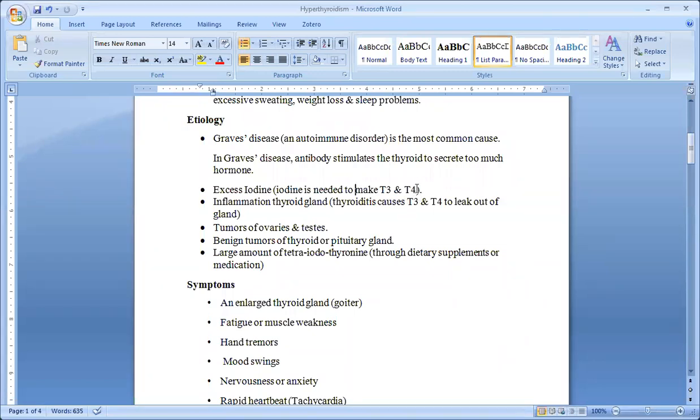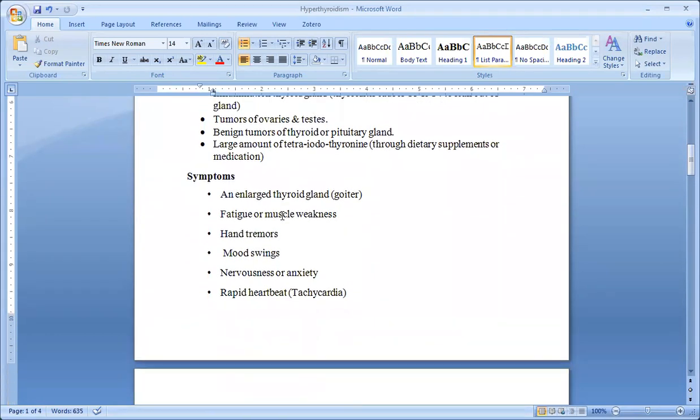Is that clear to you? So what is the etiology? What are the causes of this? Graves' disease, excess iodine, inflammation of the thyroid gland, tumors of the ovaries and testes, benign tumors of the thyroid and pituitary gland, and a large amount of T4, that is tetraiodothyronine.